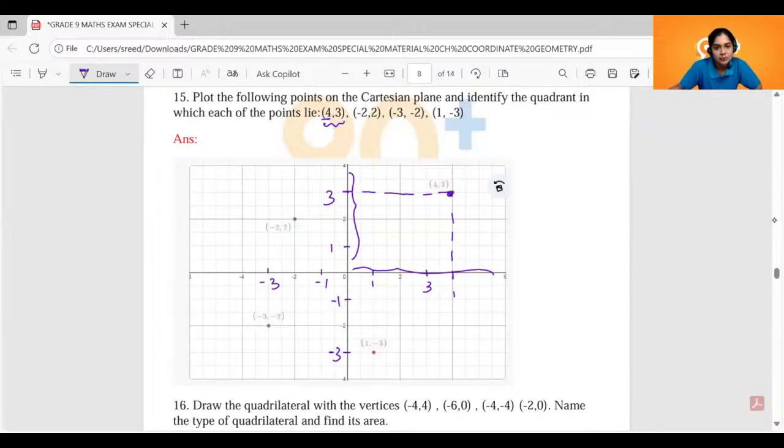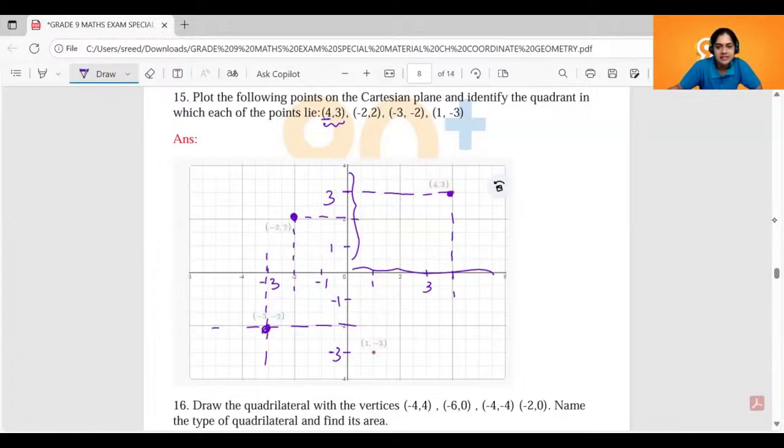And -2, x is -2. Yeah, this one. And -2, 2, right? Y +2 is this one. So this is the required point, the second one. And the third one is -3, -2. -3 is this one, and -2 on the y-axis is this one. Draw the perpendiculars, you will get the required point, which is -3, -2.